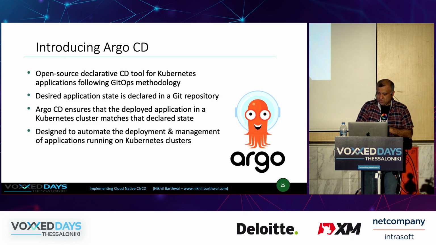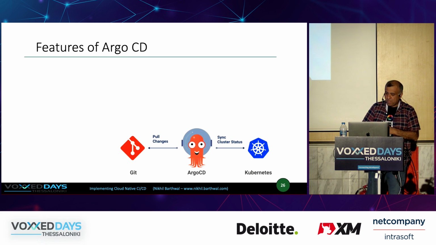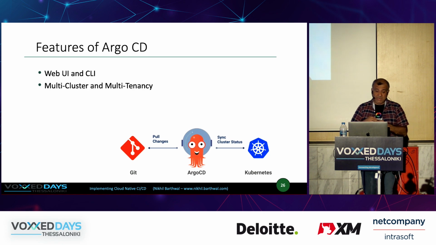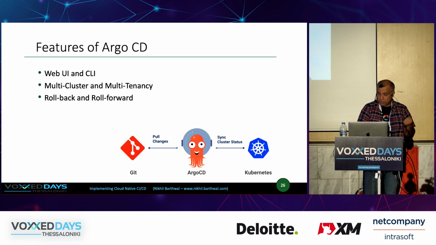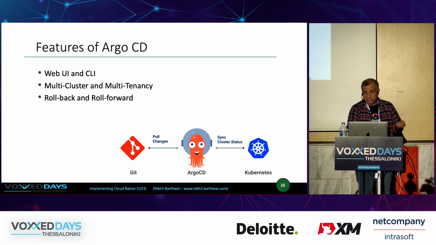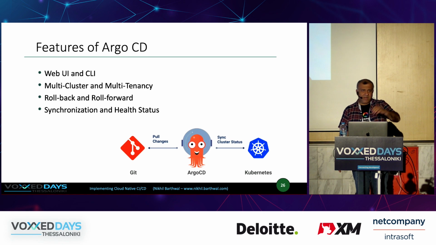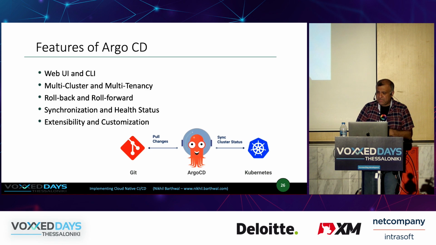So what are the features of Argo CD? Well, there's a web UI, there's a CLI, it supports both. It supports multi-clusters and multi-tenancy. It's even multi-cloud, which is great. Following the principles of GitOps, you have rollback and roll forward. And again, following the principles of GitOps, you have synchronization and health status. And like most of these open source tools, they are inherently designed to be very extensively customizable and extendable, right?